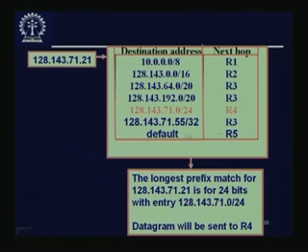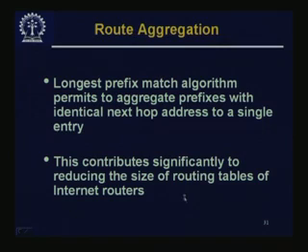The default router or gateway is shown as R5. So, the longest prefix match for this is for 24 bits with this entry. You can find this out if you break up 21 into its binary form and see how many bits are matching. This is matching with this 24 bits, etc. So, the datagram will be sent to R4.